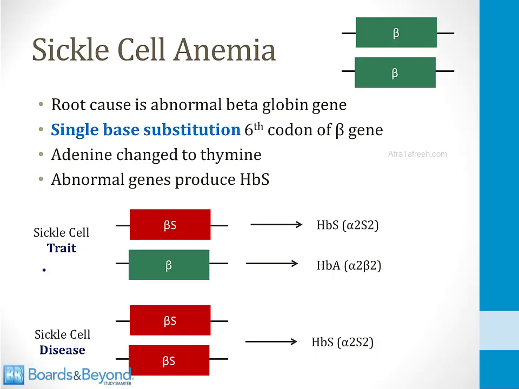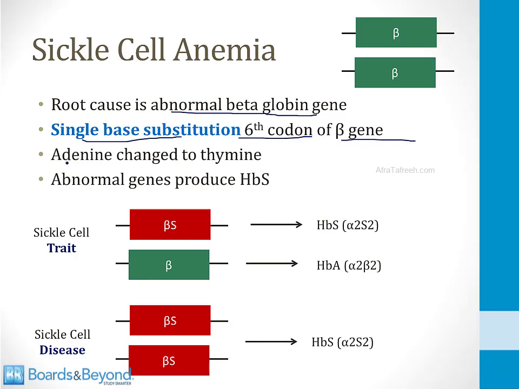Each of us is born with 2 beta globin genes. We get one gene from each of our parents, and those genes code for the beta globin proteins that are found in hemoglobin. The root cause of sickle cell anemia is an abnormal beta globin gene. Specifically, children born with sickle cell anemia have a single base substitution at the 6th codon of the beta globin gene. Recall that genes are made up of DNA which contains nucleotides, and nucleotides include a base.